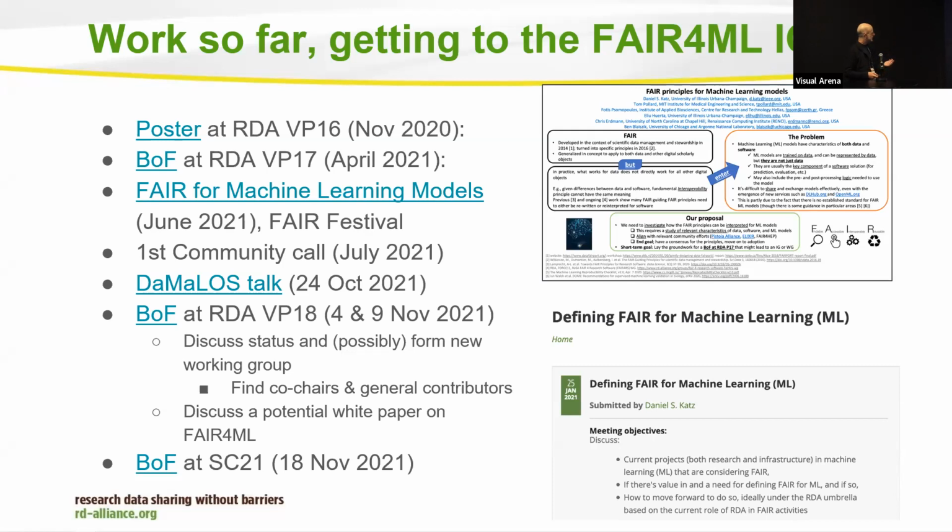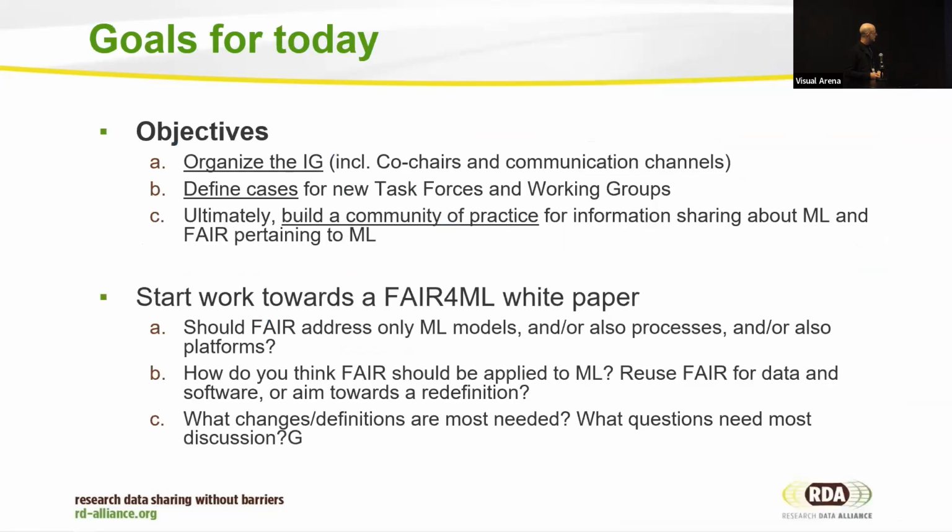We've done a couple of other activities. At the FAIR Festival, we did a talk. We've had a community call. We did a talk at another workshop called Domolos, a BOF at VP18, a BOF at the Supercomputing Conference a year and a half ago. And out of all these, we gathered a group of people that were interested in this and gathered some inputs and used that basically to write the interest group statement and to get that through the RDA process. And here we are now at the beginning of this process with an interest group that has been approved by RDA and trying to figure out what we're going to do.